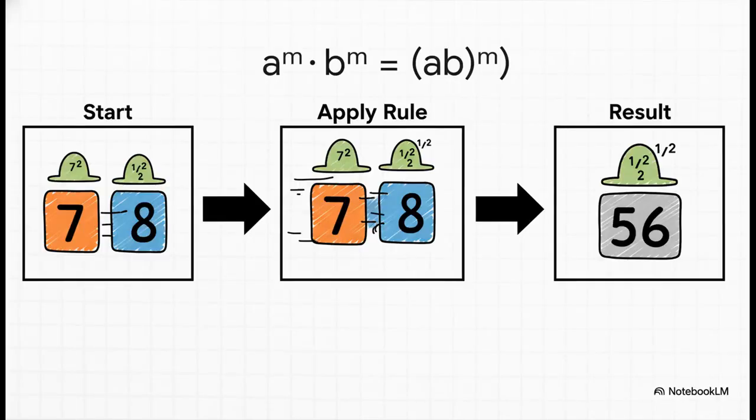Let's put one to the test. How would you solve 7 to the power of a half times 8 to the power of a half? Looks tough, right? But check out that last rule we just saw. The exponents are the same. They're both a half. So all we have to do is multiply the bases together first. 7 times 8 is 56. So the answer is simply 56 to the power of a half. See how that rule made a tricky problem super easy?